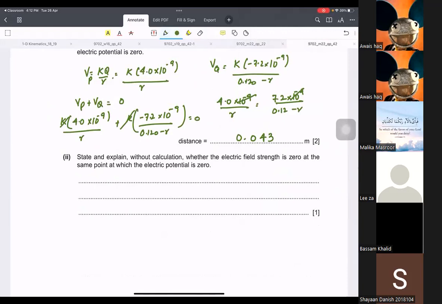Now state and explain without calculation whether the electric field strength is 0 at the same point. No, it's not 0. The reason behind that is that the direction of the field between a positive and a negative charge is the same. So electric field strength is not 0. It can never be. Okay.